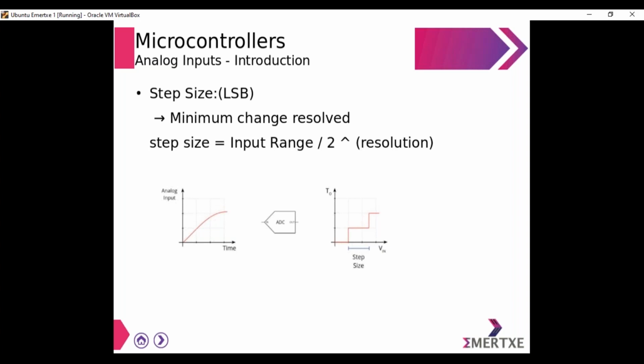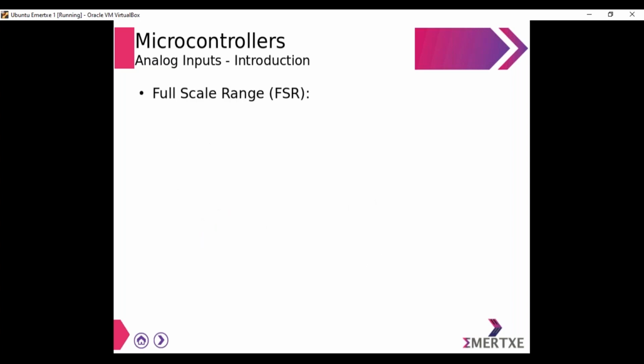We have a formula to calculate the step size, which is input range divided by 2 power the resolution. Then we have full scale range, or FSR, which is the maximum analog voltage that can be converted to a digital value. Then channel is nothing but an interface between the analog input and the ADC block.